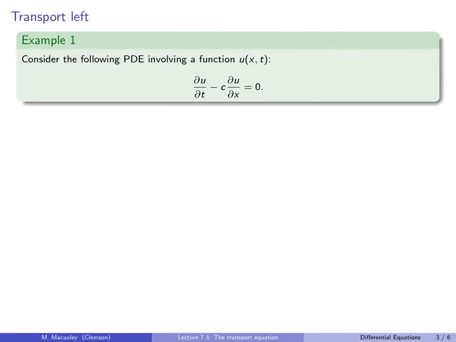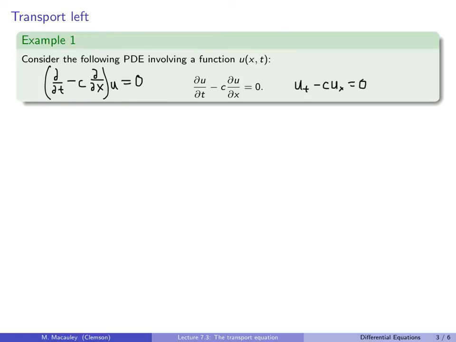Okay, so let's do an example. Consider the following PDE involving a function u of x and t. So I'm going to write this two different ways. I'm going to rewrite this as u_t minus c times u_x equals 0. Agreed? But I'm also going to write it, just get used to something, on the left, d/dt minus c times d/dx times u equals 0.